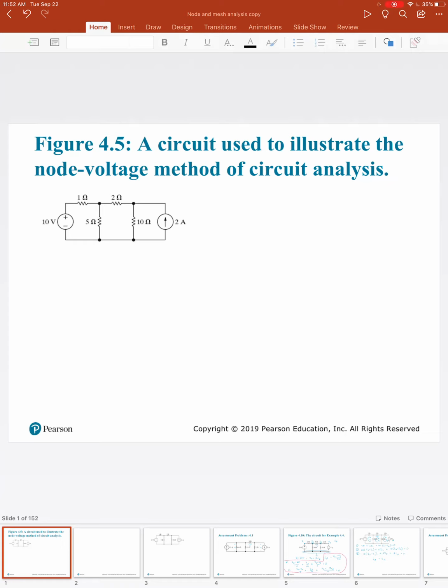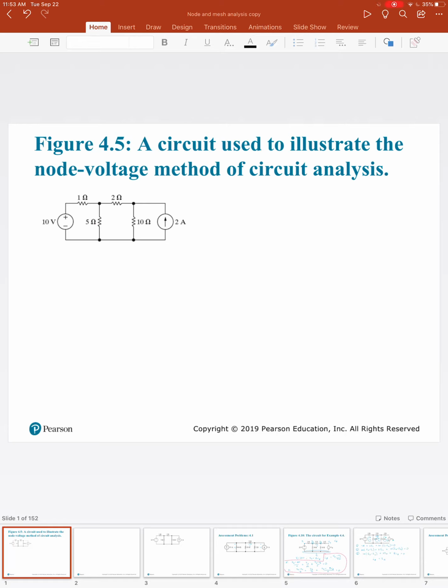So as a way of reviewing node voltage as well as mesh current and providing you with some additional examples, we're just going to look at some of these problems and look at the differences in how the equations set up depending on which method you choose. So we'll start with this circuit here. This is from another book, so that just gives you some additional examples and additional circuit configurations.